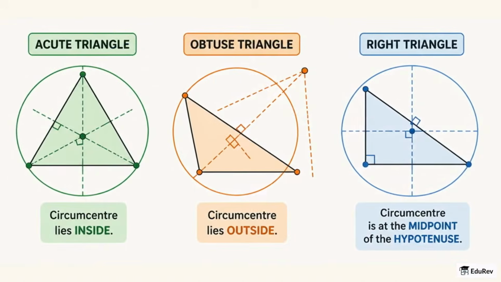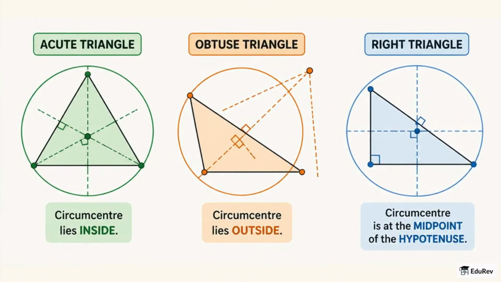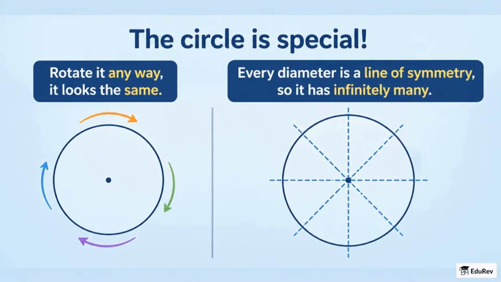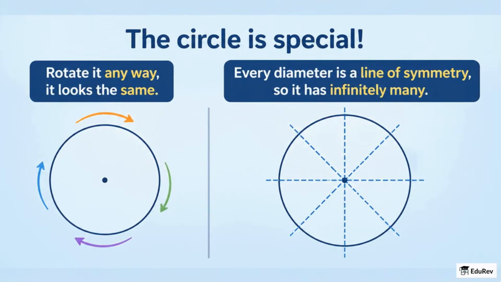In an acute triangle, the circumcenter lies inside. In an obtuse one, it lies outside. And for a right triangle, it lies at the midpoint of the hypotenuse. A circle has special symmetry. You can rotate it by any angle and it looks the same. And every diameter is a line of reflection, so it has infinitely many lines of symmetry.